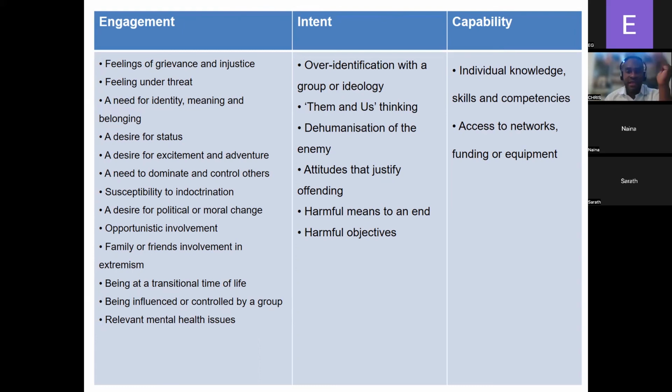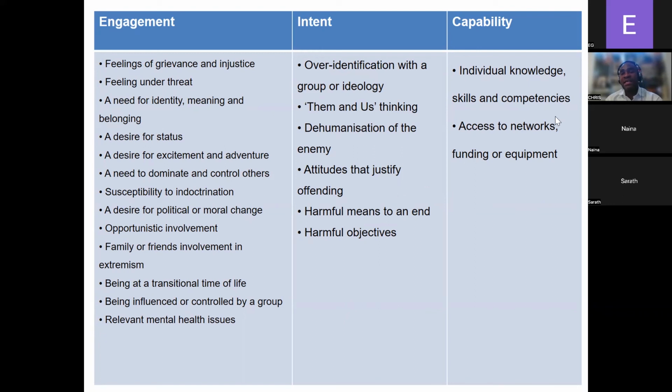Them and us as a factor, where there is division in the community, in the society, where people begin to think, no, these people are more privileged and these people are putting us under pressure. Then, as the them and us thinking, dehumanization of the enemy, the desire to dehumanize the one that is considered as enemy, attitudes that justify offending, harmful means. Some people think it's a means to an end, and then there are harmful objectives.